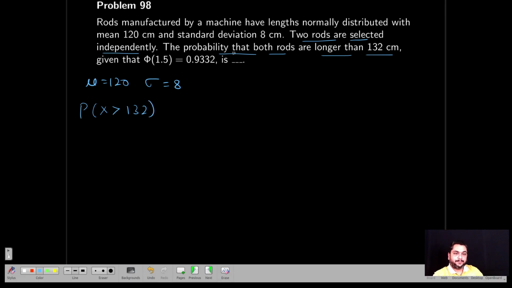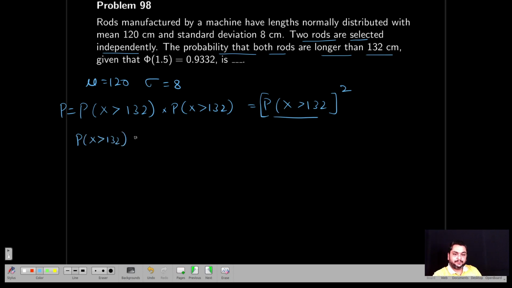is for one rod. Probability that both the rods are longer means this is total probability, the product rule, right? Both means P of x greater than 132 times P of x greater than 132. This is equal to P of x greater than 132 squared. This is what you have to find. How will you find this P of x greater than 132? First convert it to z score.